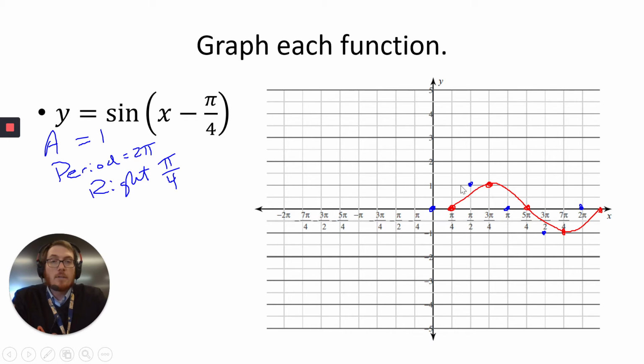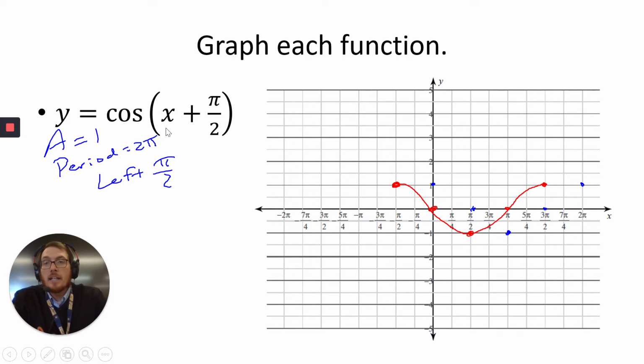I put the dots of the original sine graph here, and then all I've done is taken all these dots and moved them to the right pi over 4, and it should make the same graph. So it's like you pick it up and move everything over pi over 4 to the right, and that would be the graph of sine of the quantity x minus pi over 4 equals y.